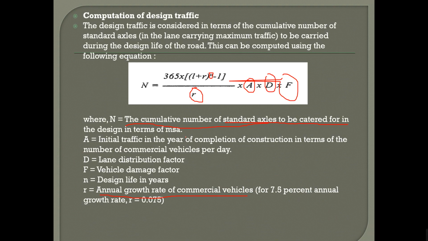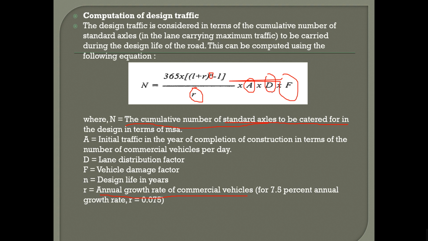Just hope you are all familiar with this now. What do you mean by this? A is nothing but the initial traffic in the year of completion of construction in terms of number of commercial vehicles per day. How many commercial vehicles per day are going to be moving upon the road that we discussed, and what is the distribution of the traffic upon a single lane road, two lane road, 6 lane road and 8 lane road.